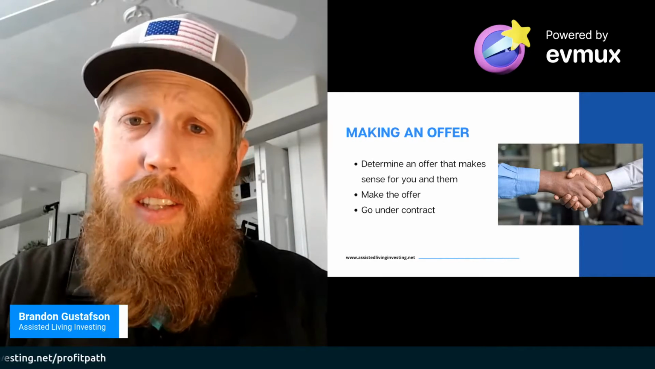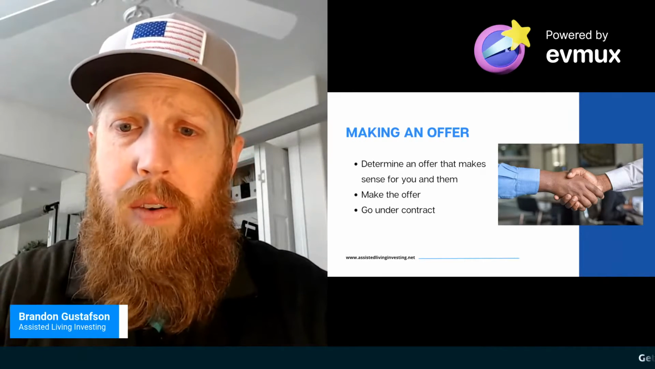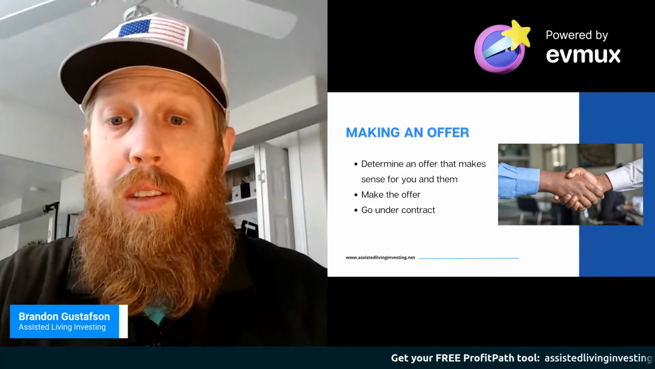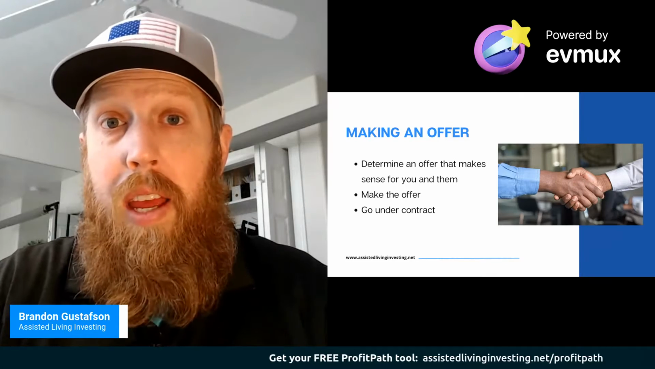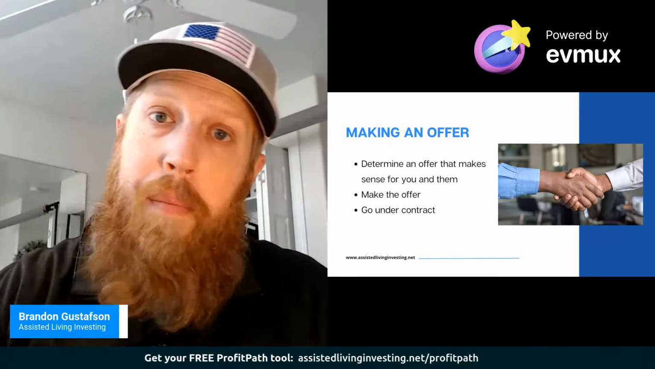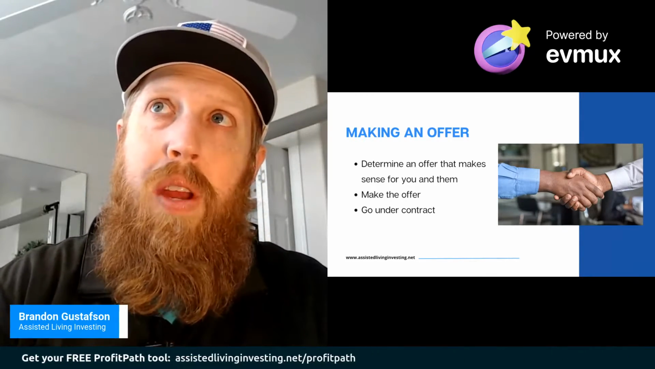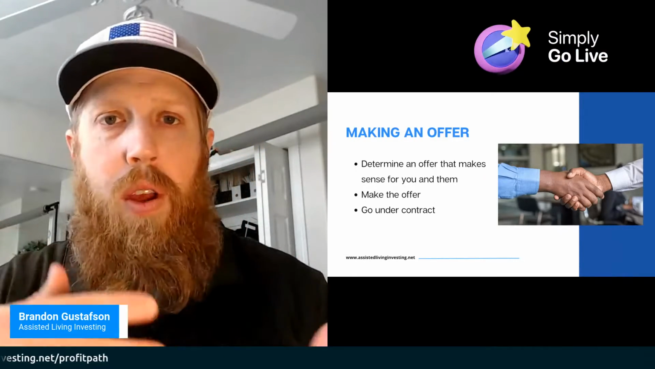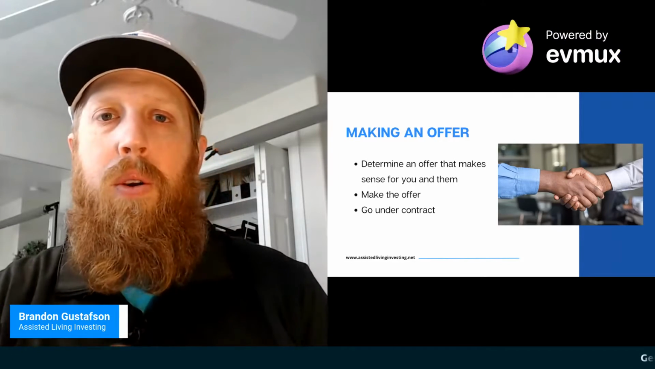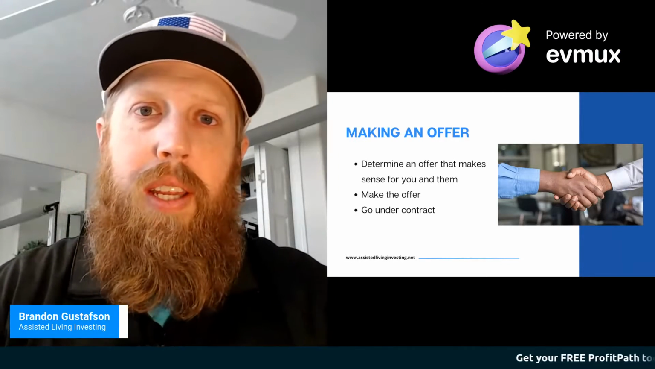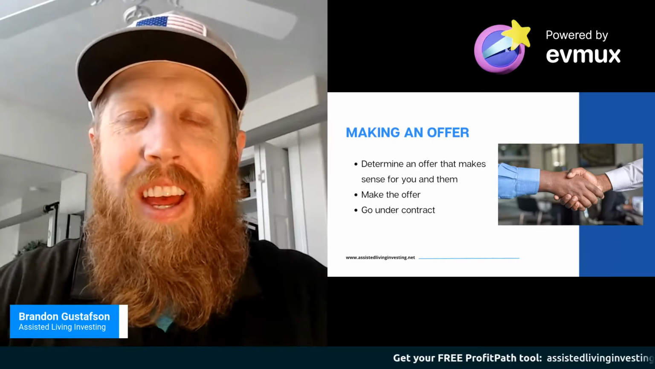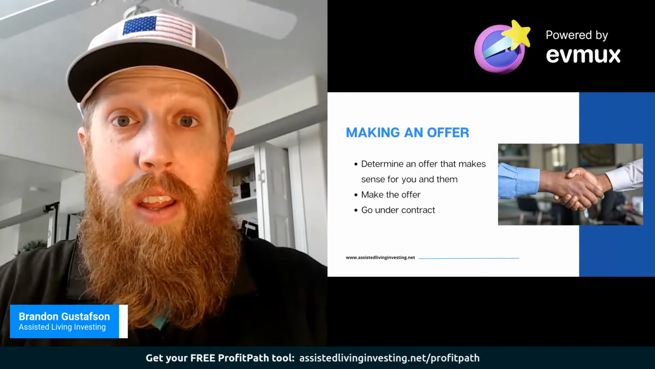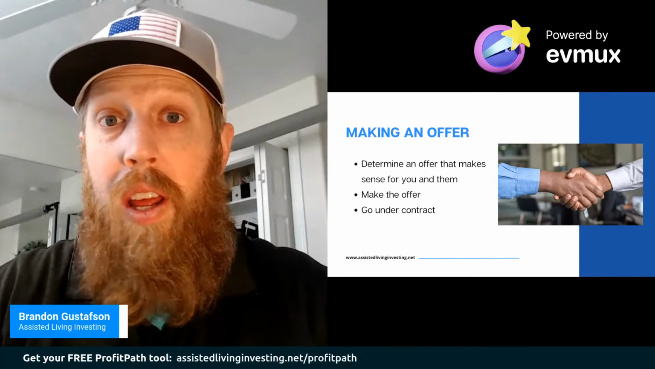So that's the next thing, making this offer. Determine that offer that makes sense for you and for them. You extend that offer, and if they like it, then you go under contract. If they come back to you and they negotiate and they say no, we actually wanted it at this amount, then you're going back and forth. You're negotiating. You're using brokers, those third parties, to help you negotiate, to keep things kind of civil as you're going through it, and that's going to really help you feel confident in the deal that you are getting under contract.